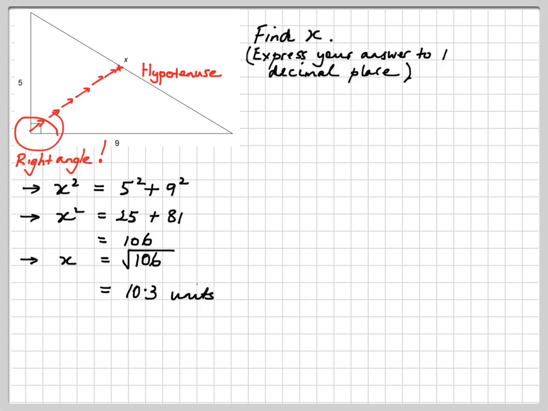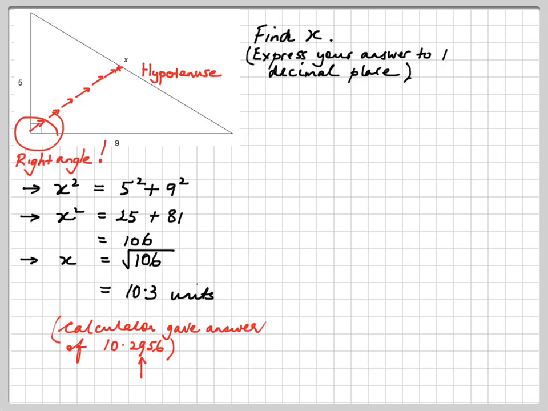Now, I'm just going to go through with you how I got 10.3 to 1 decimal place. That's very important. The calculator actually gave the answer 10.2956. So what I do is, if I have to express the answer to 1 decimal place, the first digit to the right of the decimal, then I look at the second digit. Nothing else, just the second digit, the next digit along.